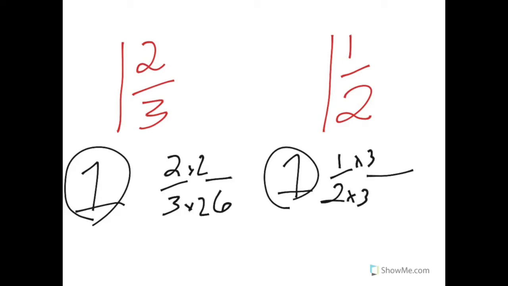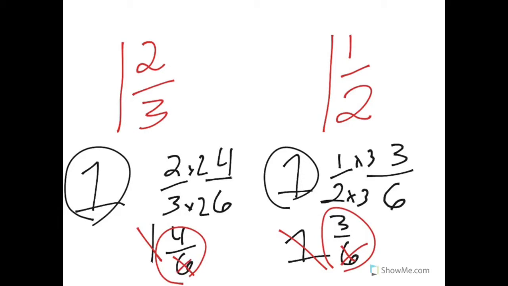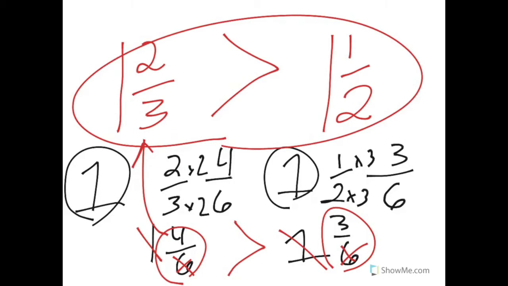3 times 2 is 6. 2 times 2 is 4, so I have 1 and 4/6. Over here, 2 times 3 is 6. 1 times 3 is 3, so I have 1 and 3/6. Okay? If the whole number had been different, that's where we would look. We could start with that. But the whole number is the same, so we don't need to look at that. Now we've just got our fractions, which are like fractions, so I can ignore the denominators. Well, which is greater, 4 or 3? 4 is greater than 3. So by going back, because 1 and 4/6 is equivalent to 1 and 2/3, I know that 1 and 2/3 is greater than 1 and 1/2.